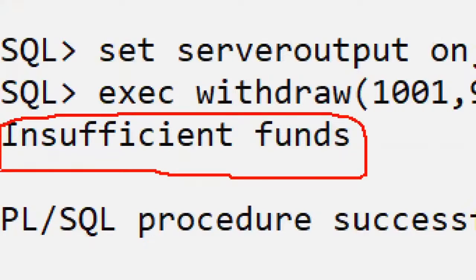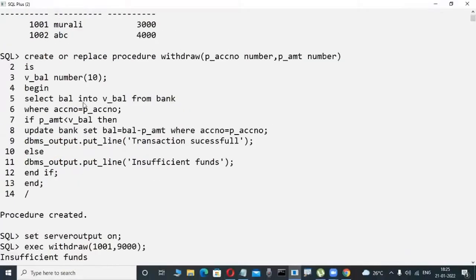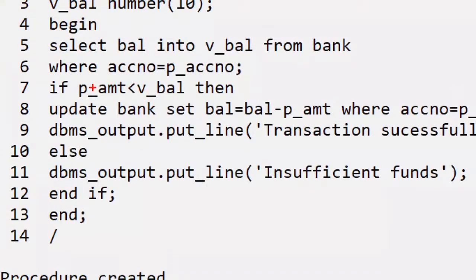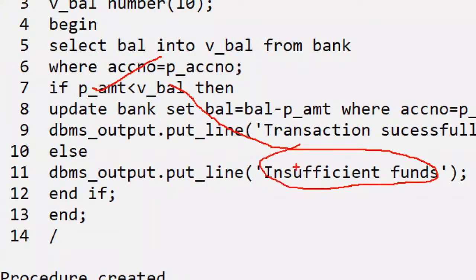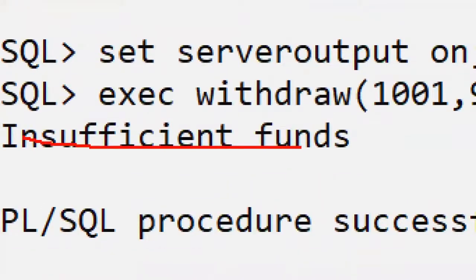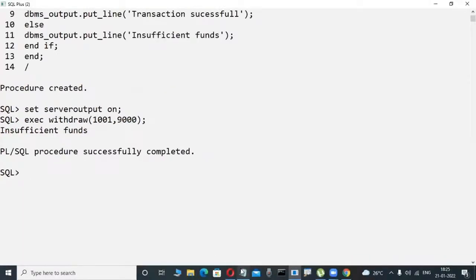How is it possible? This coding is executed. Whatever I'm writing, that is executed. Or maybe your amount is more than the available balance. That's why insufficient funds only. It will display the message or not. Yes. Now, suppose here, for example, logically observe here. Maybe insufficient funds is a message. It will be displayed or not. Yes.